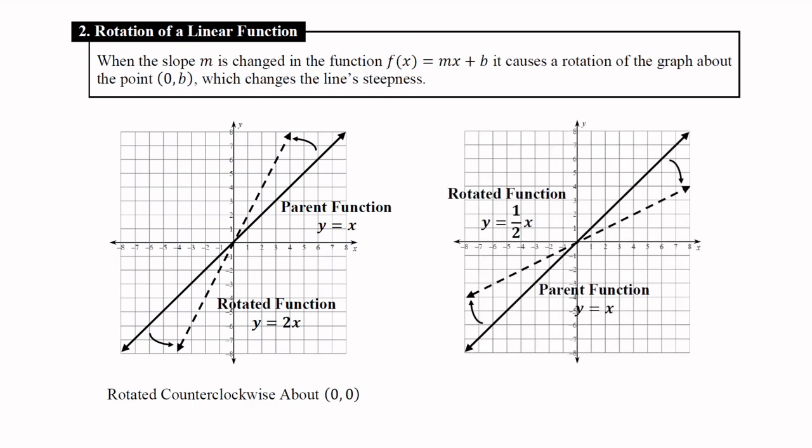In this one, our rotated function is 1/2 x. So since our value for slope has gone below 1, we have become less steep, and we have rotated clockwise about the point (0, 0).